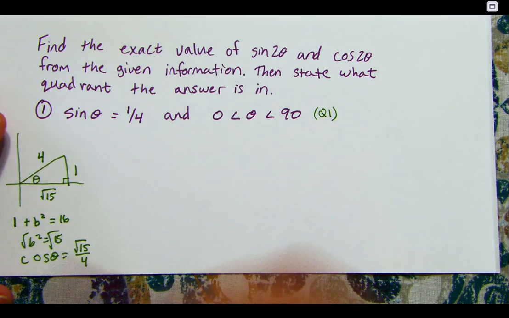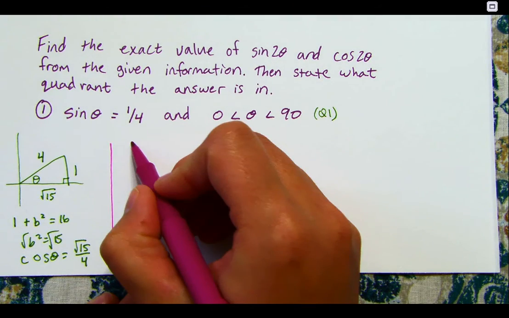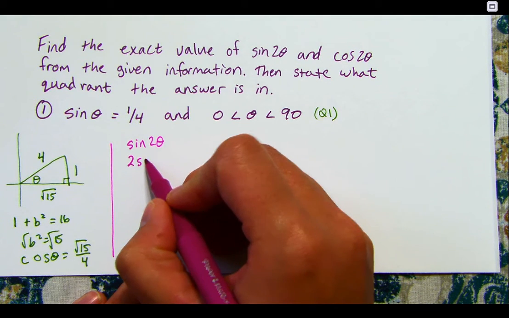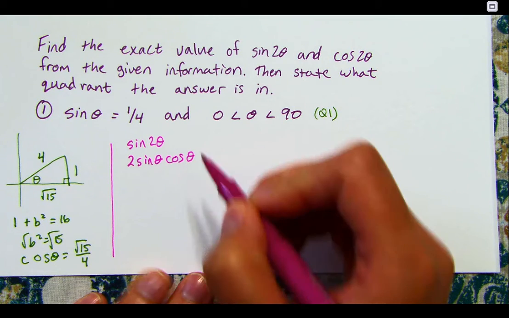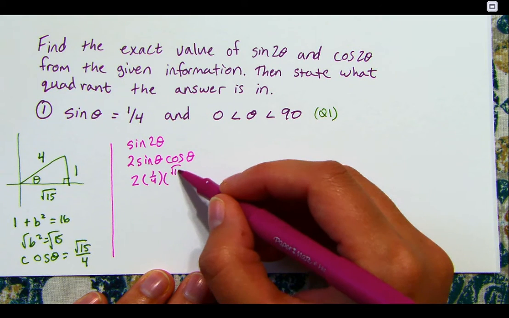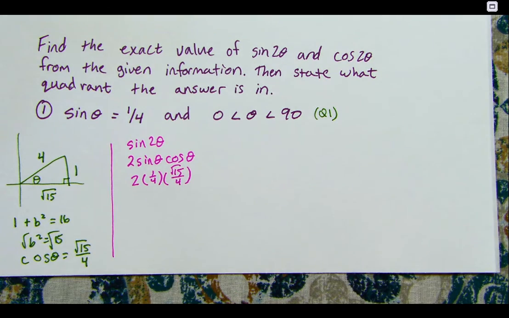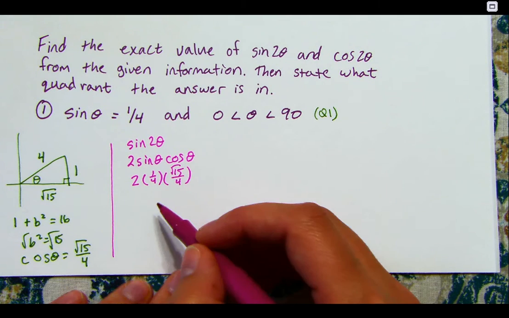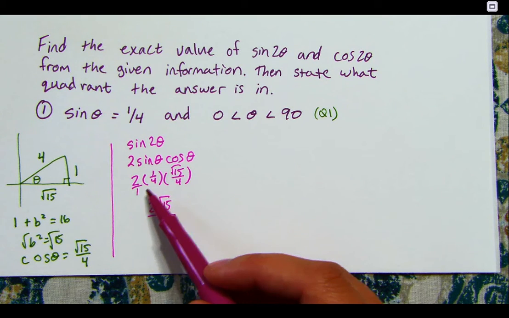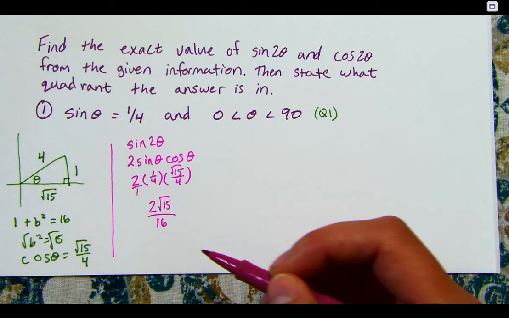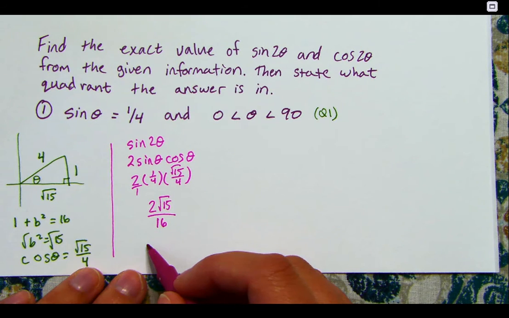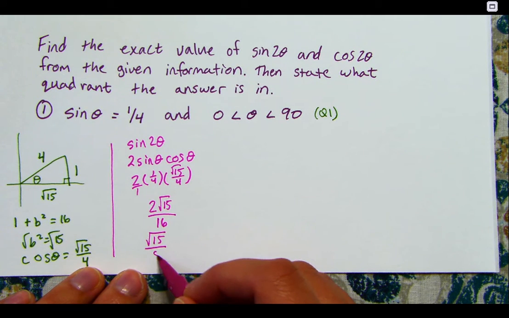Now again, it doesn't matter which one we start with, but I usually just do them in order. So I'm going to start with that sine of 2 theta. And there's only one formula for that, so that's 2 sine theta cosine theta. So we would take 2 times 1/4 times the square root of 15 over 4. So 2 times 1 times the square root of 15 is 2 square root of 15. And then 2 is over 1, so 1 times 4 is 16 — wait, 4 times 4 is 16. And then these are both divisible by 2. So our final answer is going to be the square root of 15 over 8.